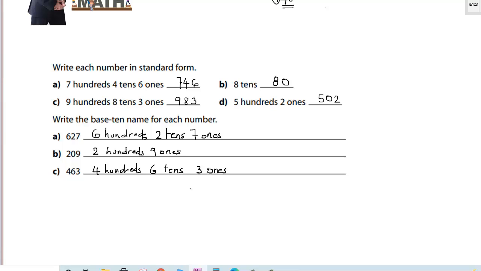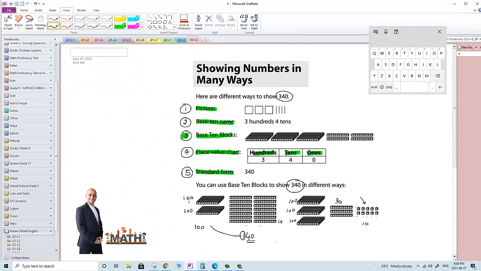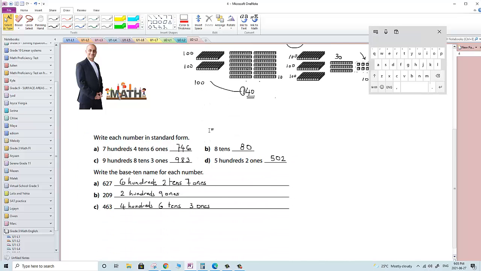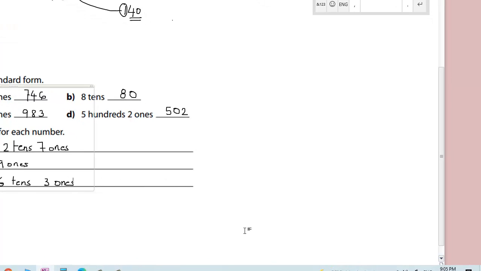And this is how we can write the numbers in different ways: in standard form, in picture, in base 10 name, in base 10 blocks, in place value chart. There are many to know, but here the question was standard form and base 10 name. I hope you understood the lesson, and let's now practice with some examples. Thank you for listening.